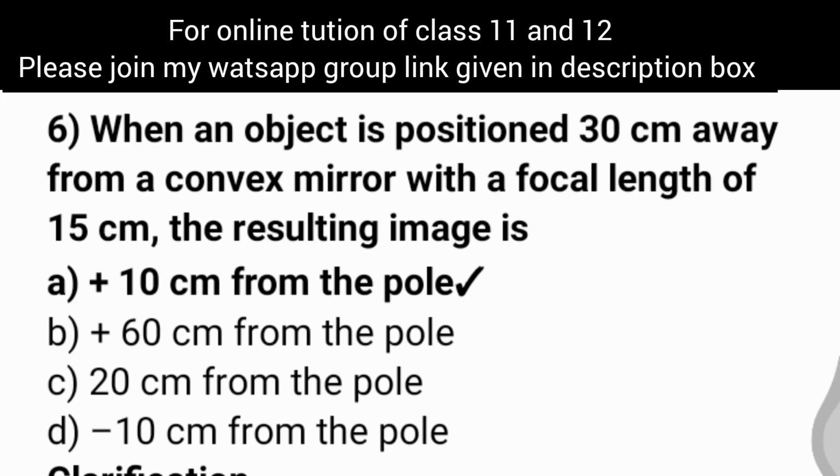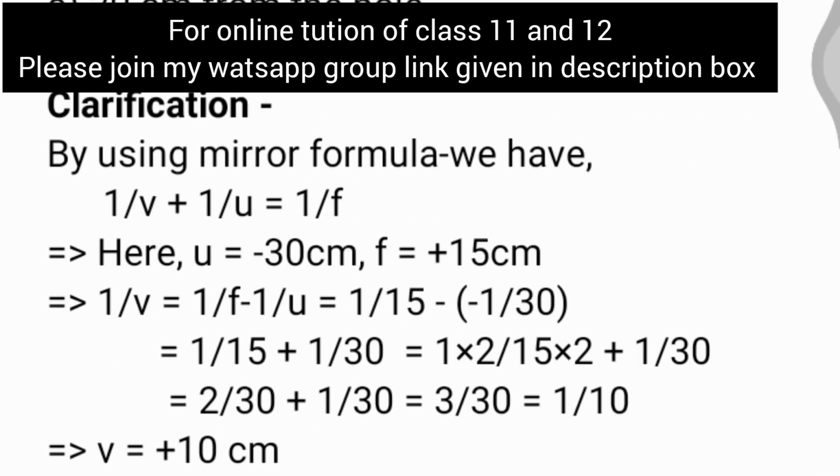Now question number 6. When an object is positioned 30 cm away from a convex mirror with a focal length of 15 cm, the resulting image is, so our correct option is plus 10 cm from the pole. Now let's see our clarification.